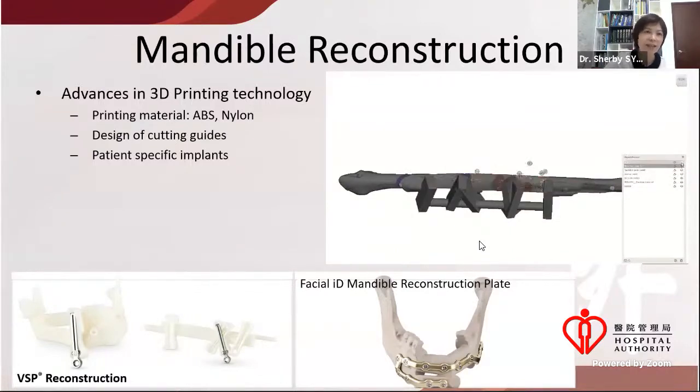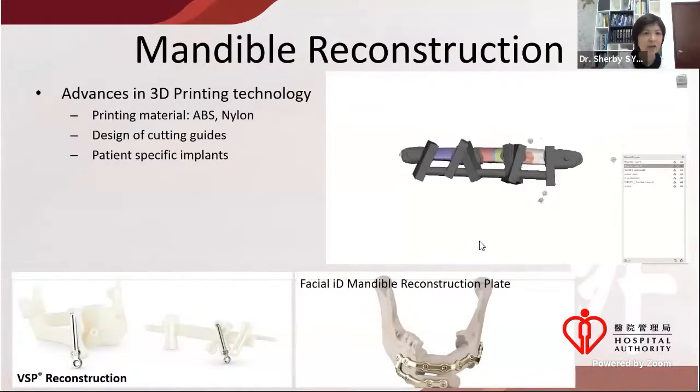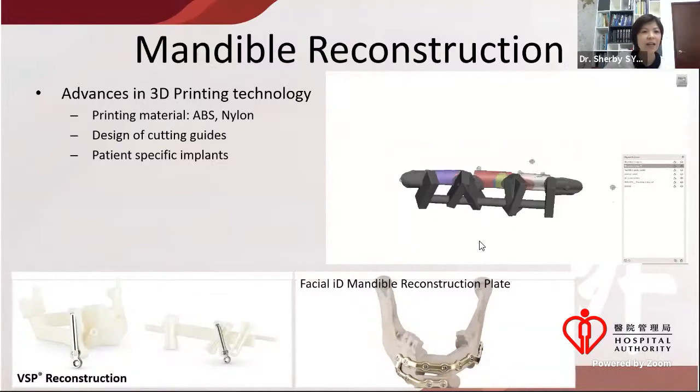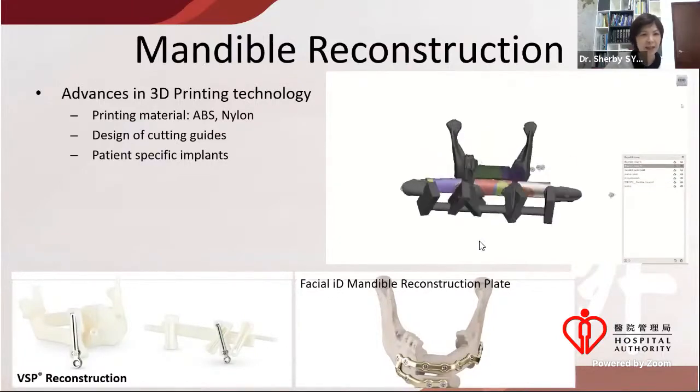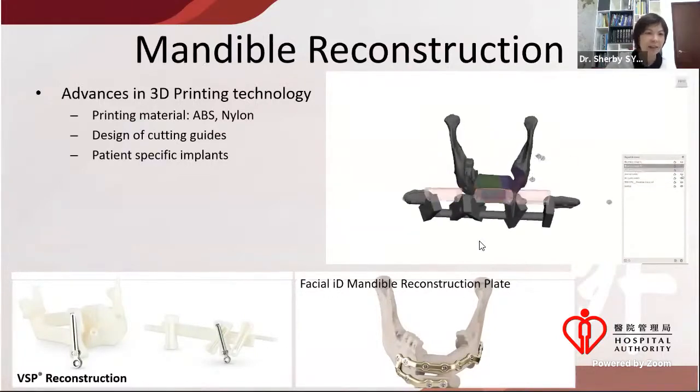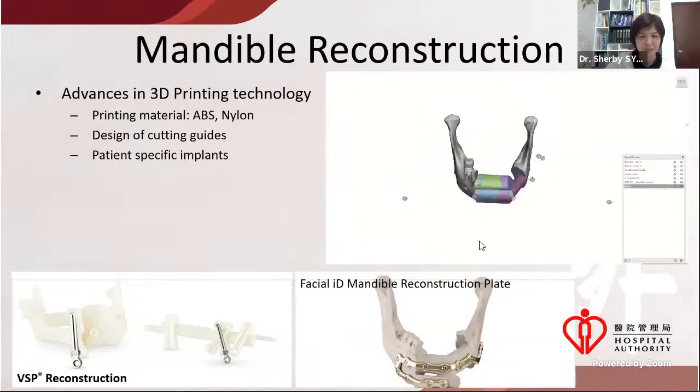There are also advances in the design of some of the cutting guides. This is a commercially available cutting guide. It has a metal box which reinforces the sawing slot, so that when we are sawing with a high-speed saw, the plastic won't be damaged.